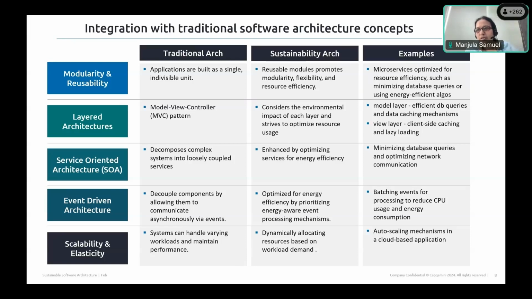Then you have your event-driven architecture. It basically decouples your components by allowing them to communicate asynchronously via events, through an event processing mechanism. So in real-time analytics, for example, an analytics system using event-driven architecture, events are generated from user interactions or system events. By implementing this kind of event processing mechanism, the system can prioritize energy efficient event handling, such as batching events for processing to reduce your CPU usage and energy consumption.